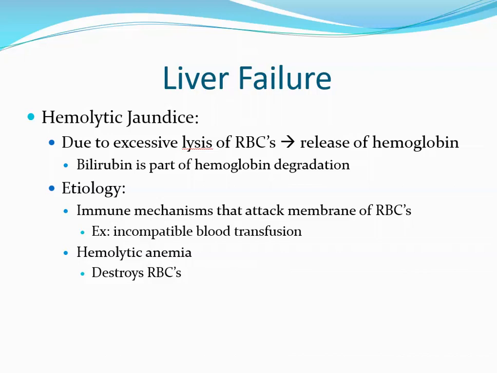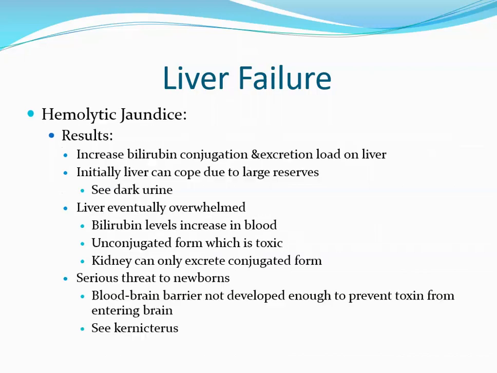There are two main causes for this form of jaundice. One is immune mechanisms that attack the membrane of the red blood cells. This may be due to an incompatible blood transfusion, where the person received the wrong blood type, or this is what happens between an Rh-negative mother and her Rh-positive fetus. Another cause is hemolytic anemia that also results in the destruction of many red blood cells. As a result, you will see an increase in bilirubin conjugation and excretion load on the liver.